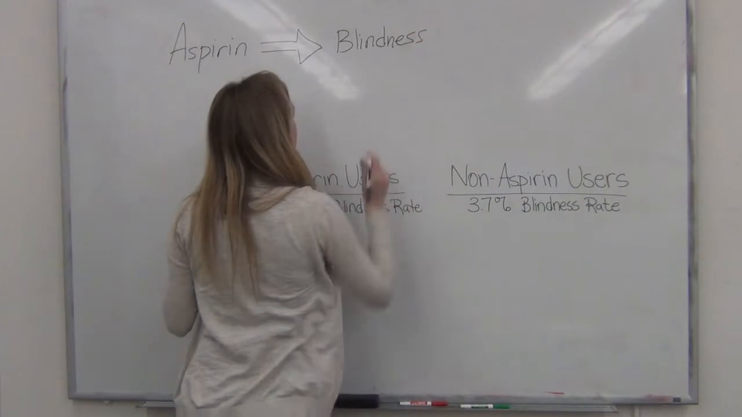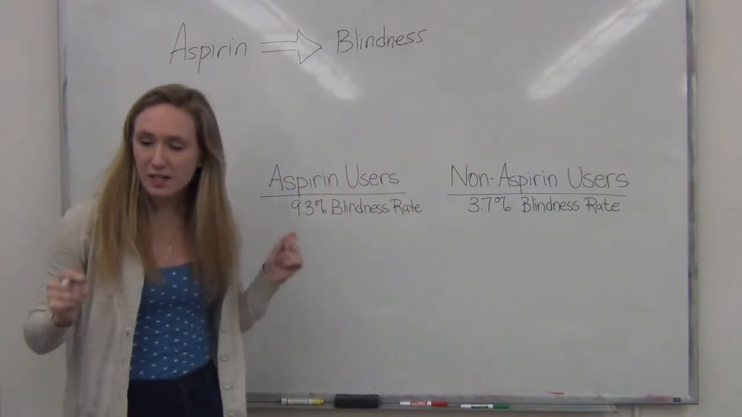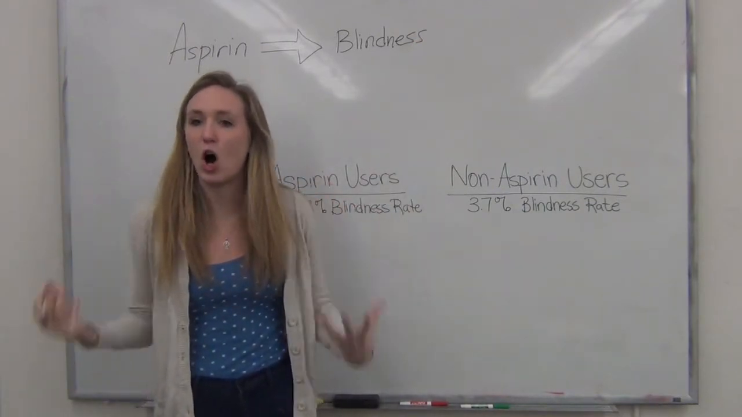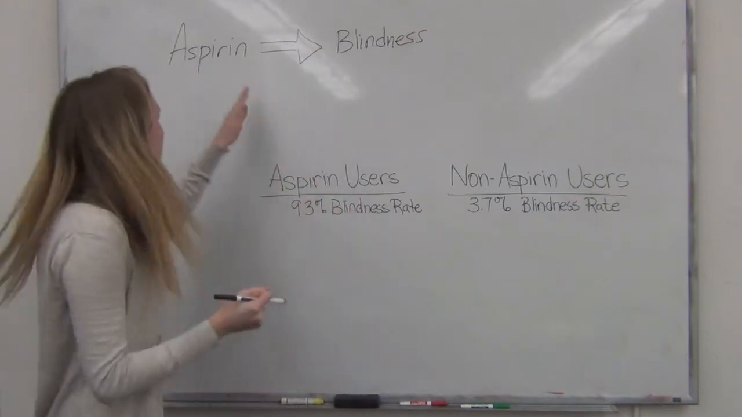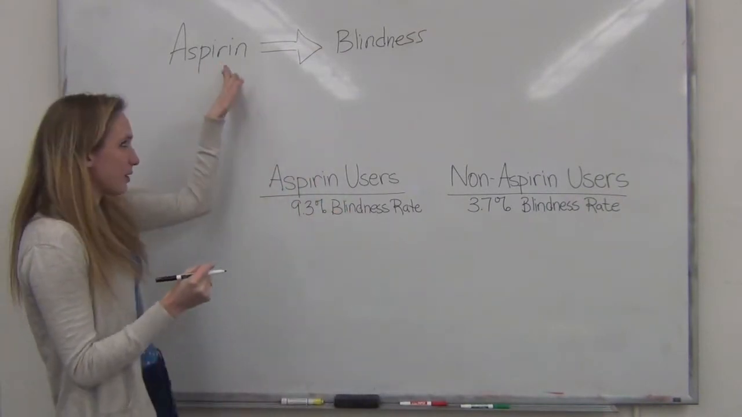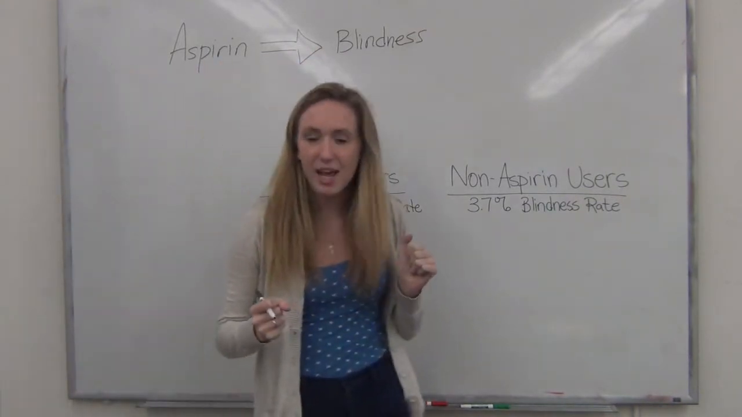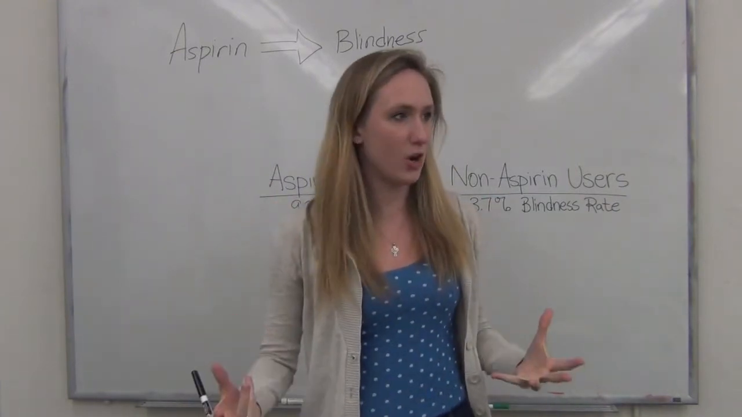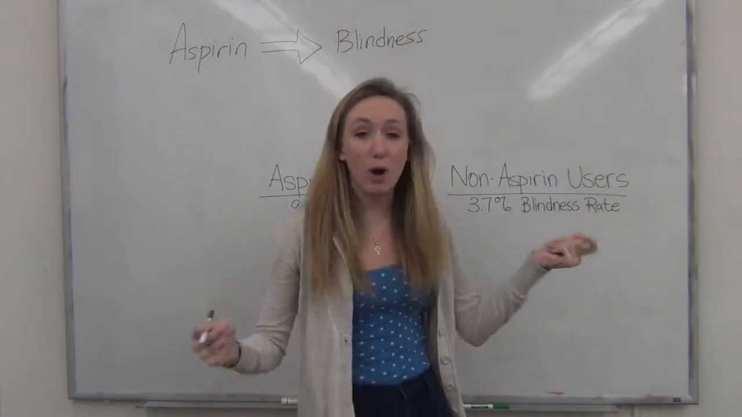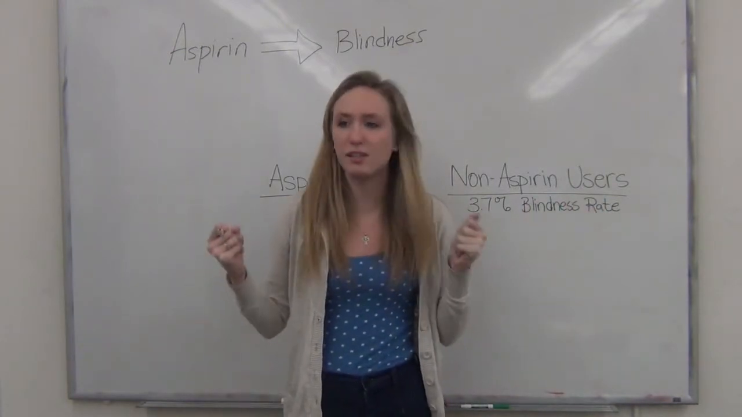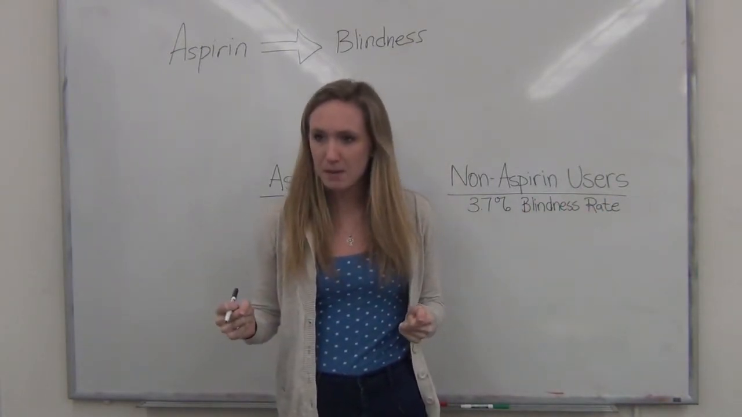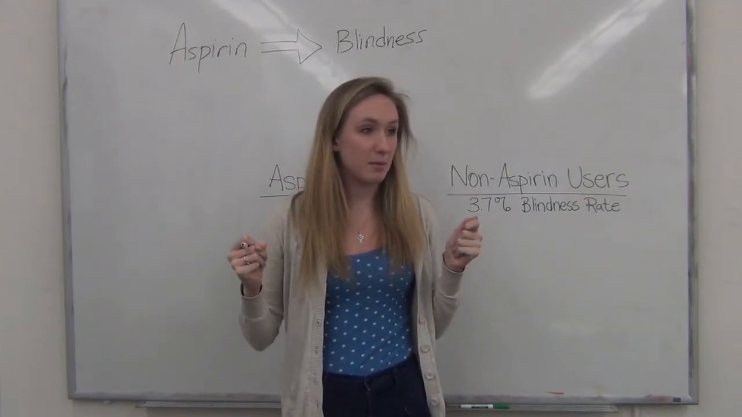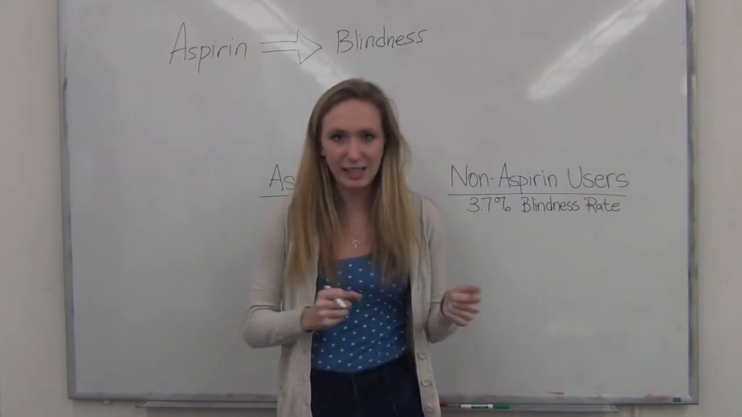Now let's first talk about causal link. The root of that is cause, causation: that there's something about the aspirin that is causing the blindness. A causal link explains the mechanism, the path by which this occurs. So let's think, what could be a causal link in a scenario like this? A causal link would have to be something about the aspirin that leads to blindness.